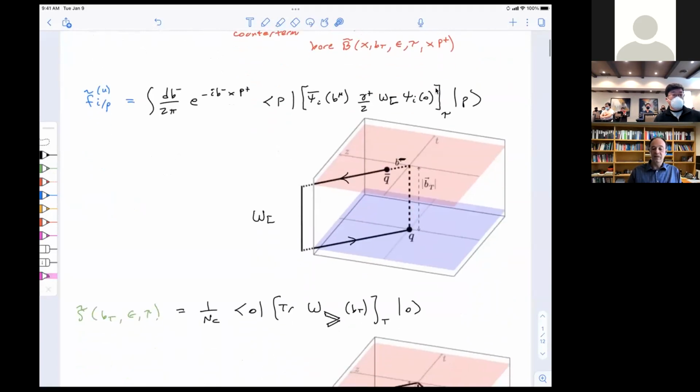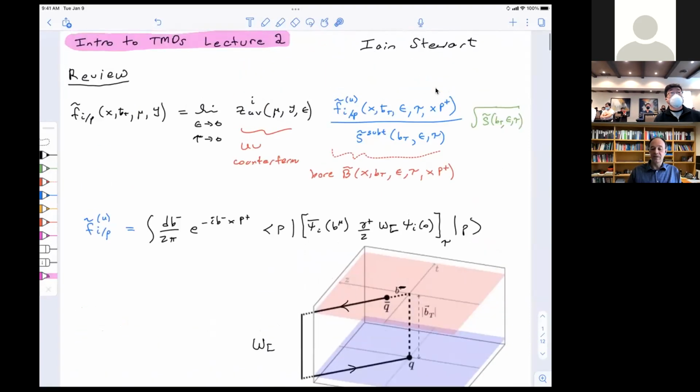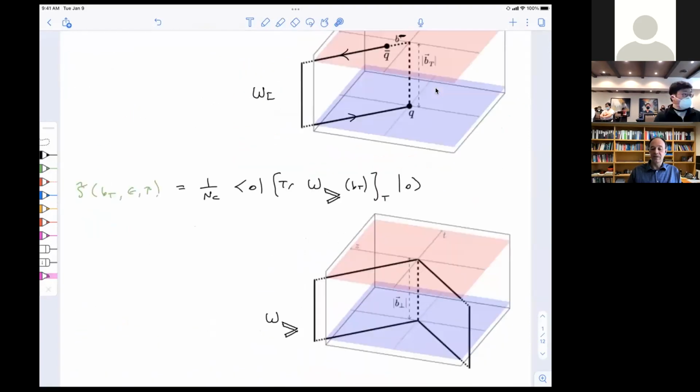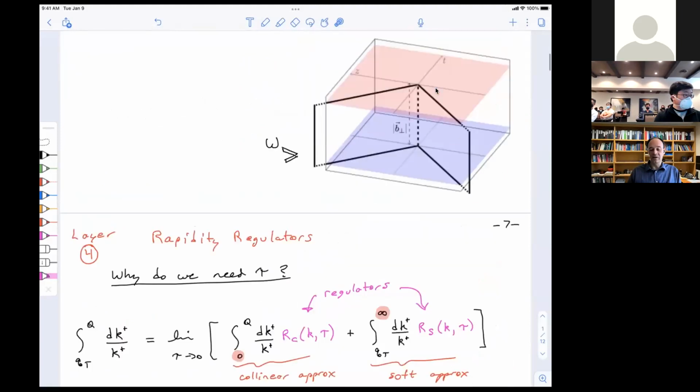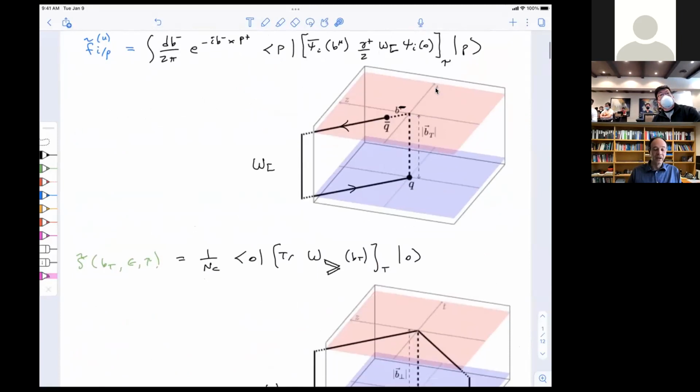And then the square root of this function is a matrix element of a closed loop here. Again, it extends back to minus infinity here. Along the line, the TMD PDF is when we put everything together. And we'll do some calculations today to understand these formulas a little bit better.